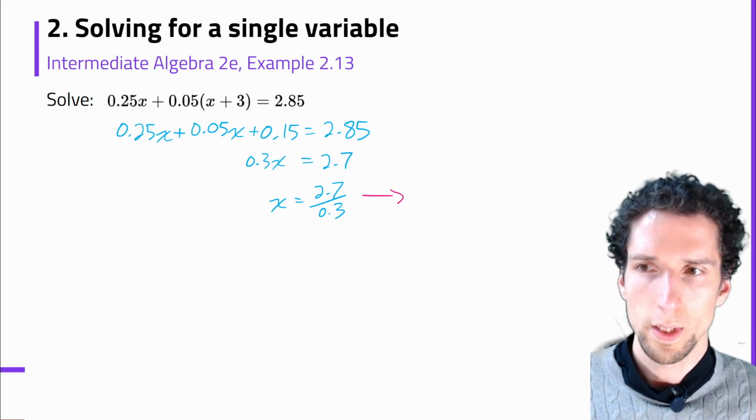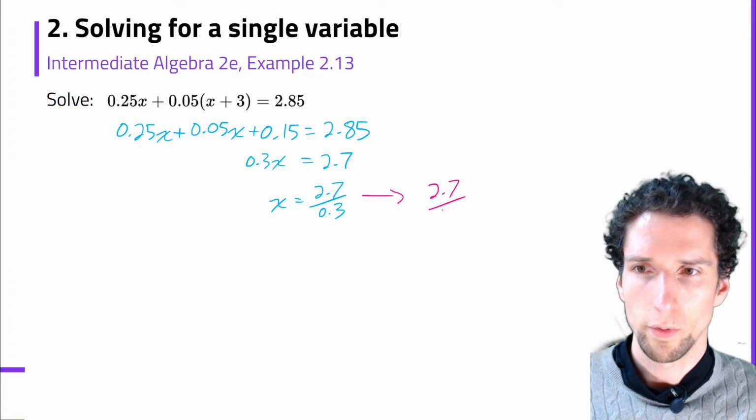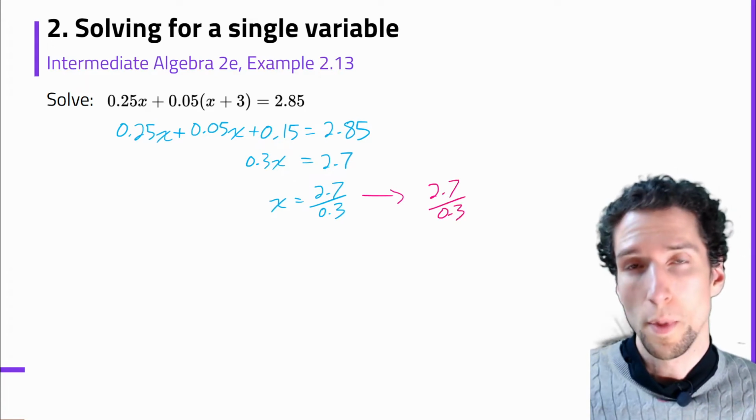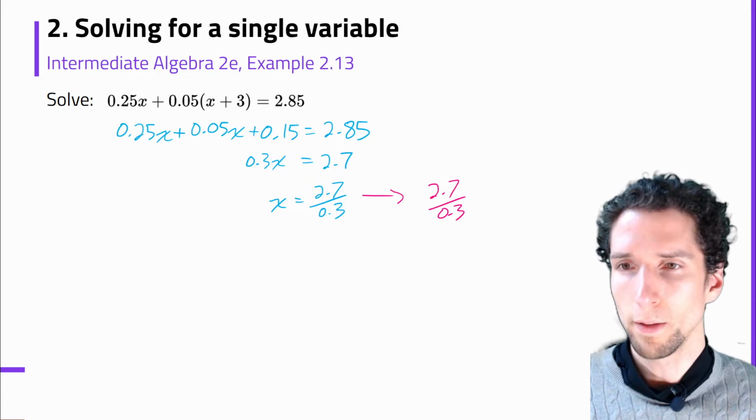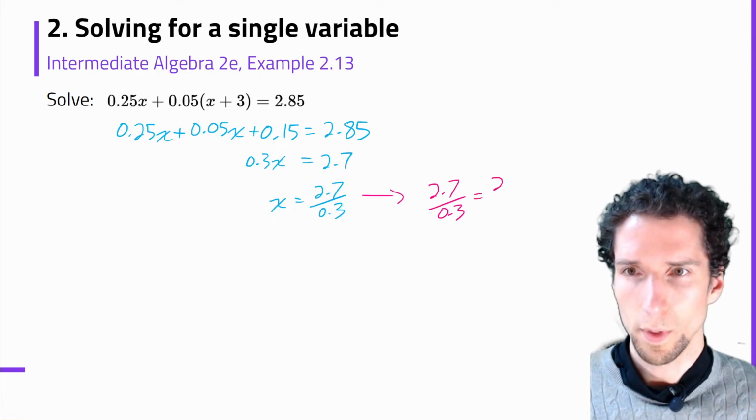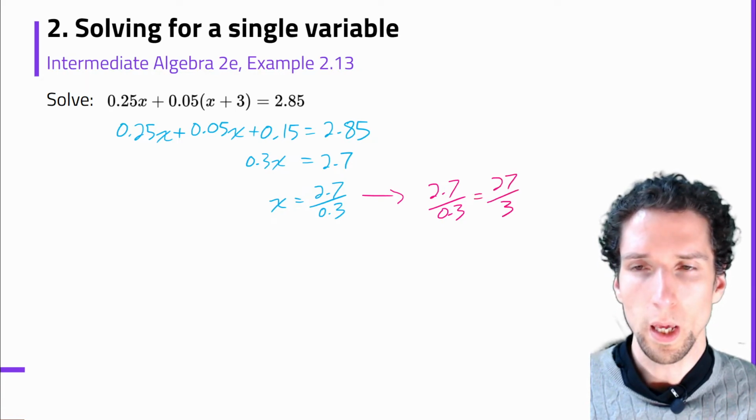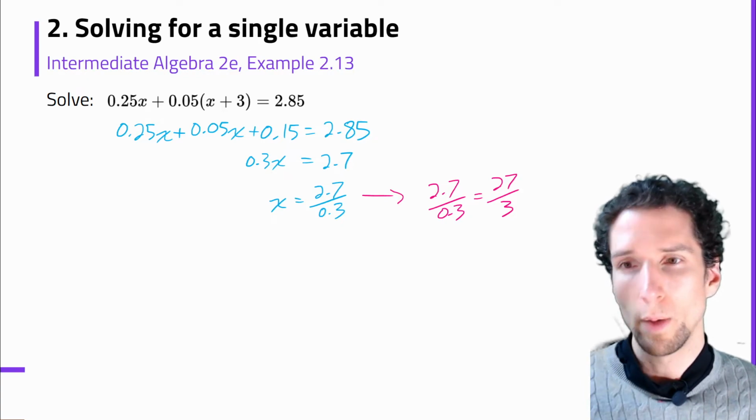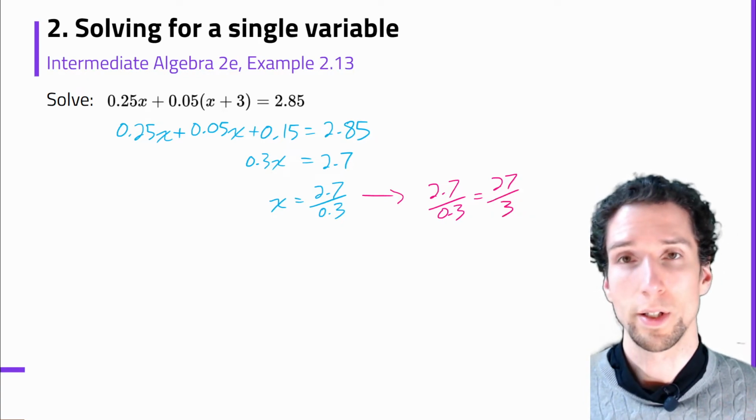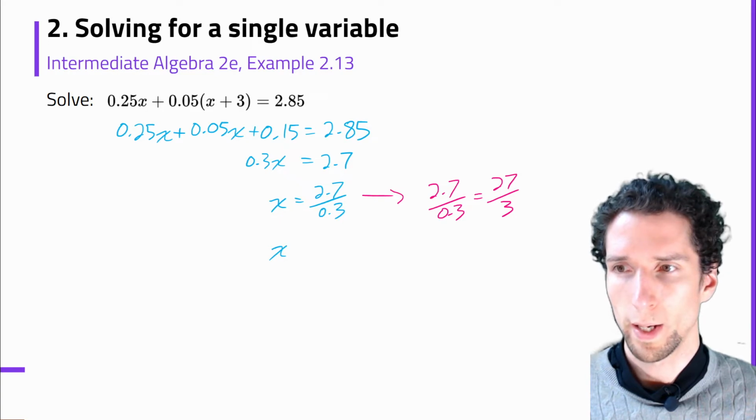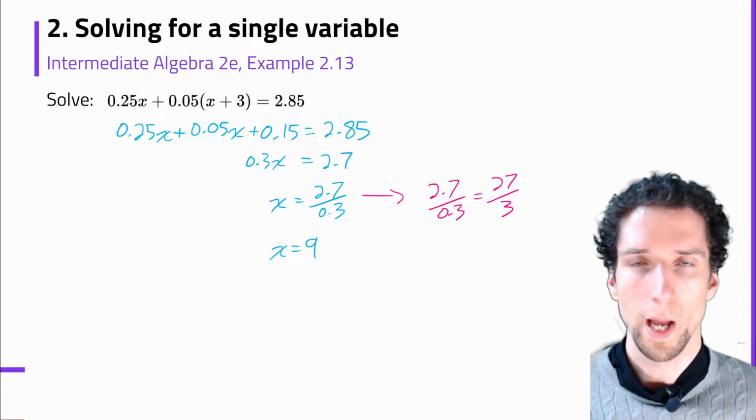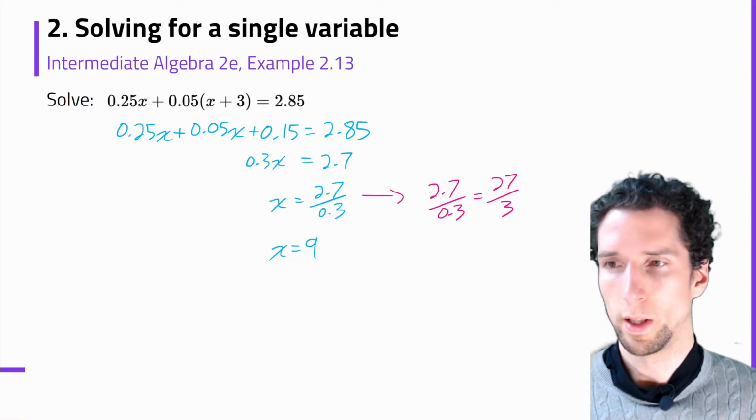And we dealt with these before. So this is the same, 2.7 over 0.3. Just multiply the top and bottom by 10. That's the same as saying 27 over 3. 27 over 3 we can probably right away recognize. That's just 9. So x is equal to 9. And that's our solution.